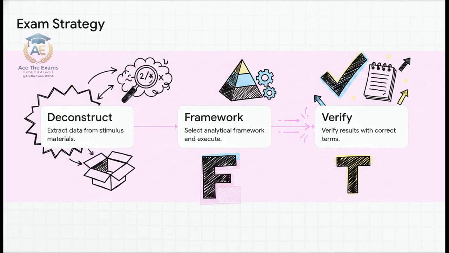Step 1. Deconstruct the question and extract the relevant data from the stimulus materials. Step 2. Select your analytical framework, like our trusty PEEL method, and execute it with clear notation. Step 3. Verify your results and present them using the correct professional terminology. If you meticulously follow this chronological sequence for every single high-tariff question, you align your brain perfectly with exactly how the examiner's rubric is designed to award points. You're literally giving us exactly what we're looking for in the exact order we want to see it.